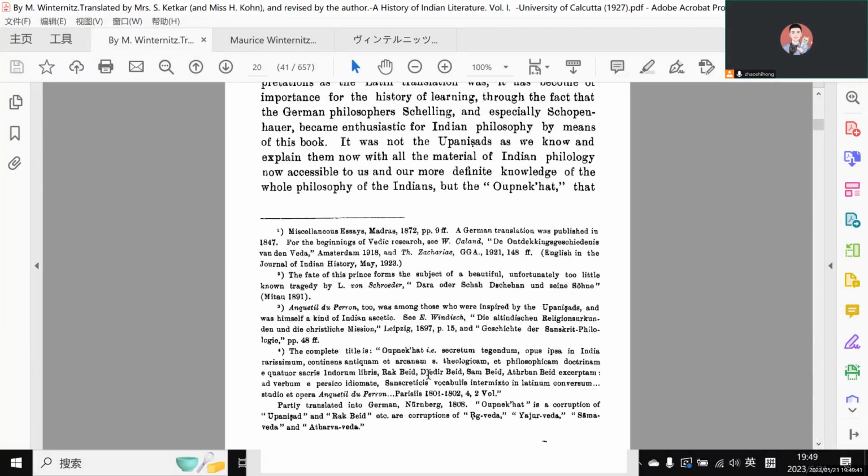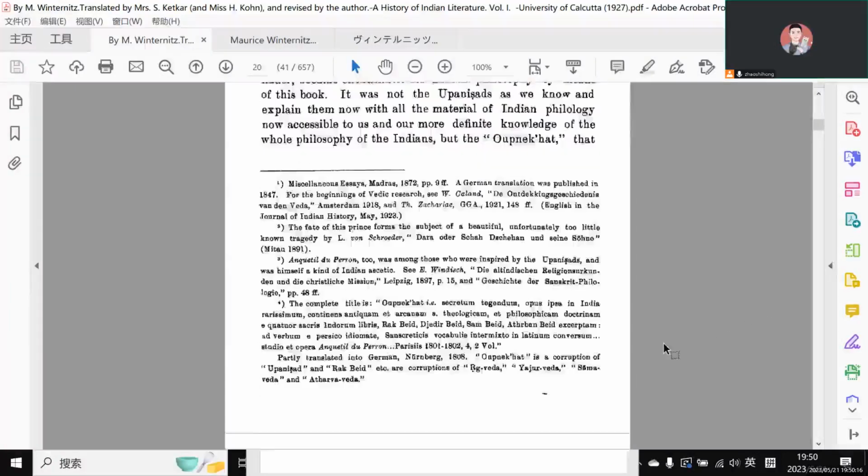On this point, there's actually a footnote here. If anybody is interested, you can have a look at that. And we will also see some very corrupted forms of original Sanskrit words in Persian, such as the transliteration of Rig Veda into Regbed, and we may also see some very strange forms of Yajur Veda, Sama Veda, or Atharva Veda. Yeah, that's all possible.